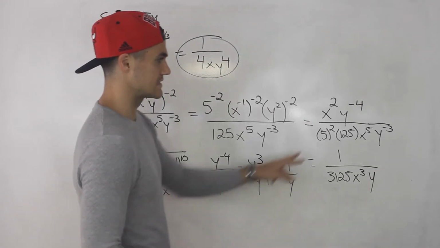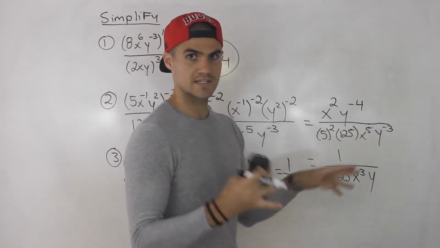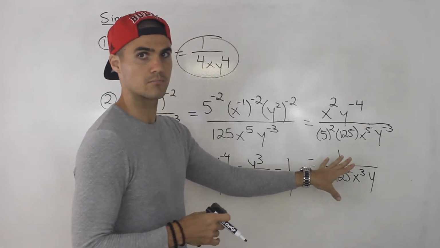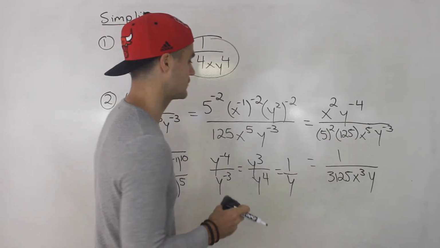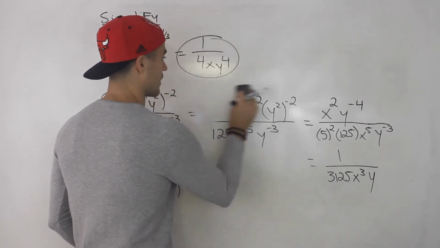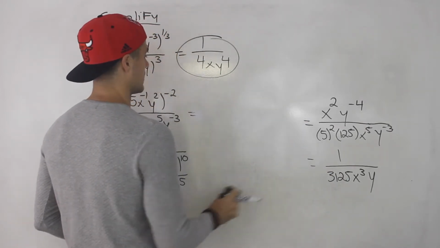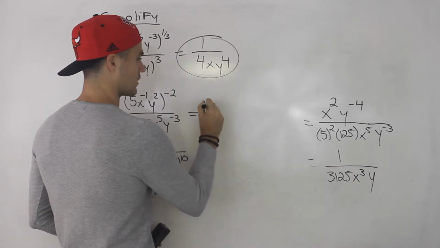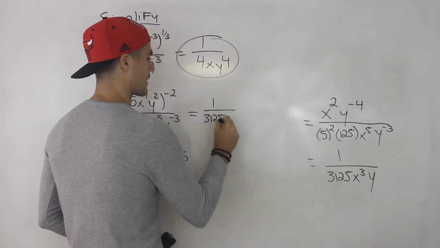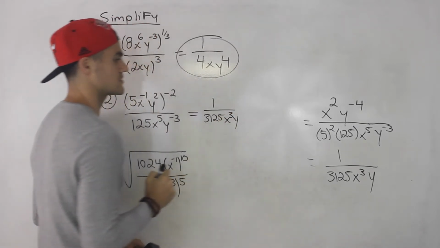Right? So sometimes I like to take expressions with the same base once I've simplified enough and do them on the side and then bring them back to our main simplification. Right? But either way, that's the answer that you should get. So I'm going to write it over here. We got 1 over 3,125 x to the 3 times y.